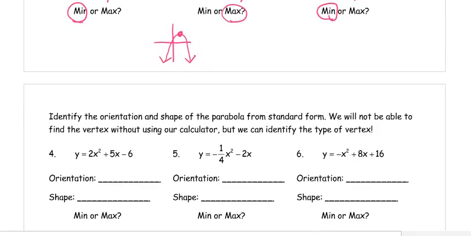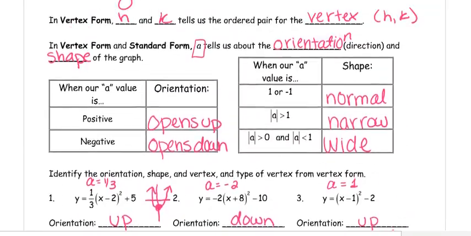So then we're also going to look at some equations in standard form. All of those equations before were in vertex form. Here we're going to identify the orientation and shape of the parabola from standard form. We will not be able to find the vertex without using our calculator, but we can still identify the type of vertex. So if we look at number 4, let's look back just real quick.